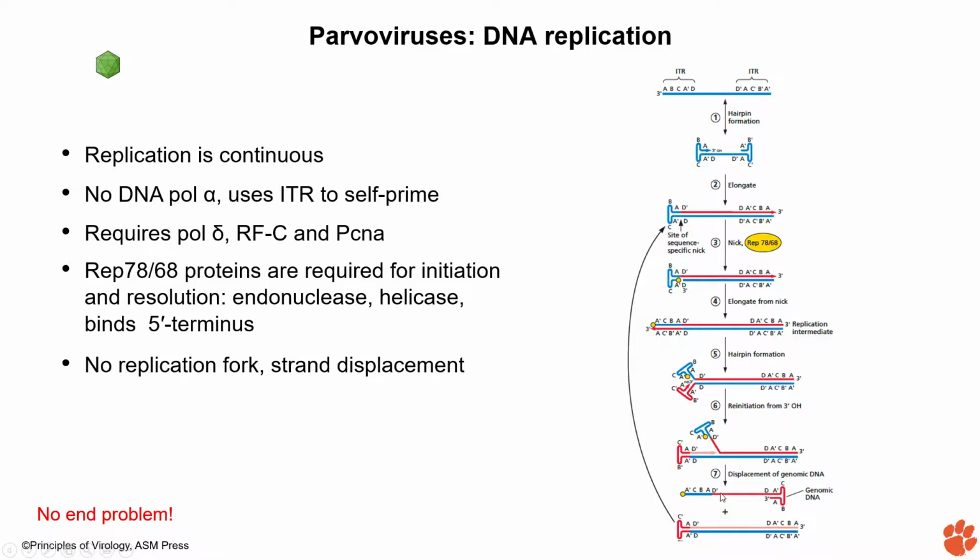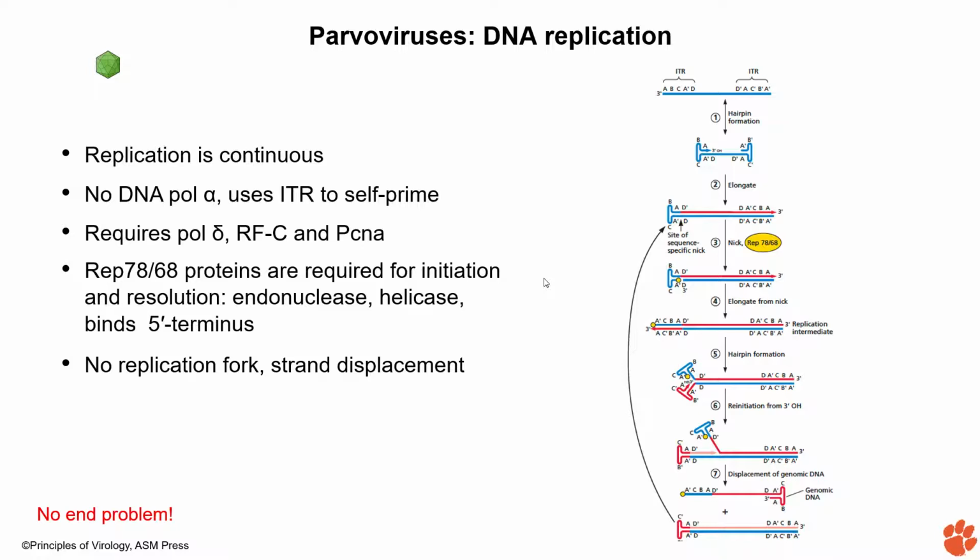So these are the two ways that the two different strands are synthesized. There is no end problem because of the nick, or the Rep 78/68 nicks it and makes the end, and that's it. That solves the end problem for parvovirus.